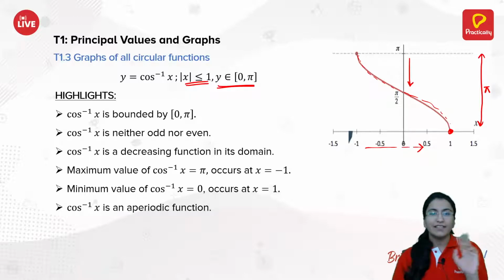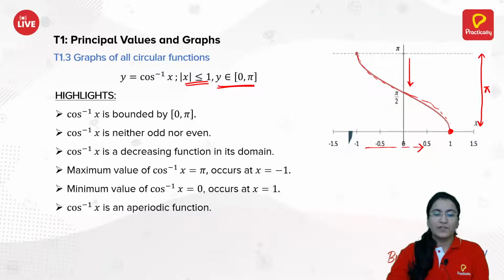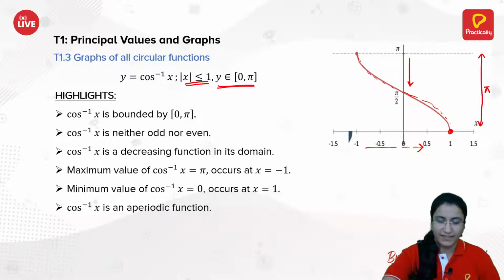Any confusion in these two graphs till now? We will discuss the rest of the 4 graphs if there is no confusion in these two. Just quickly let me know if there is any confusion in these two graphs for sine inverse and cos inverse. Okay, we will discuss the next graph then.